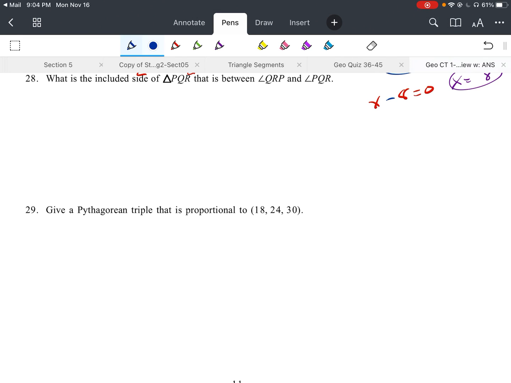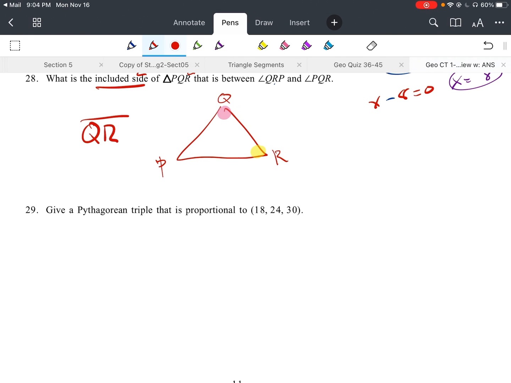What's the included side of a triangle that's between these two angles? Well, it's the side that they share. It's probably easier just to sketch the picture. So PQR, and angle QRP, that's angle R, because the R is in the middle. And this is angle Q. And the side they share is QR. Included side is QR. Bam.